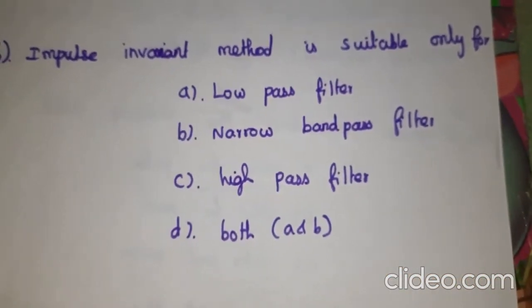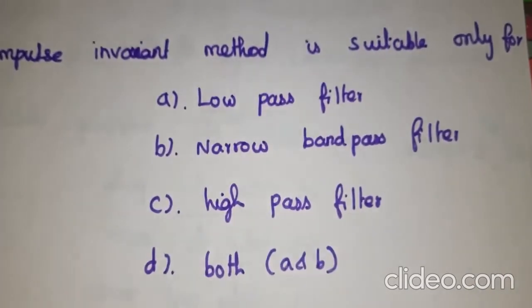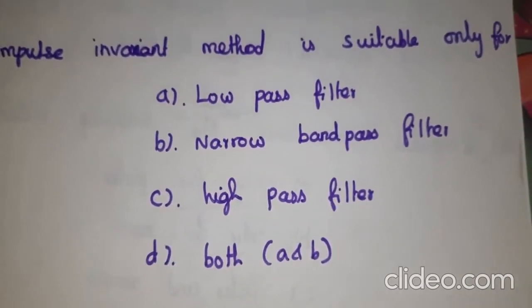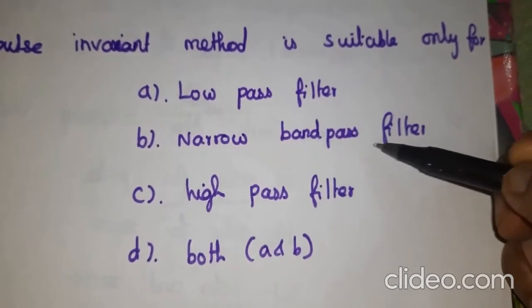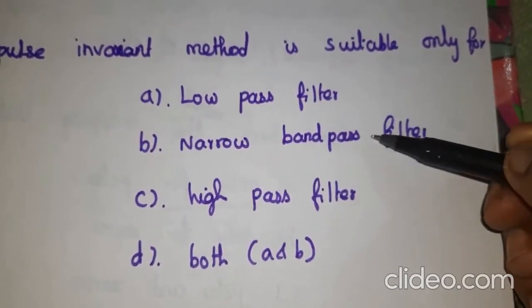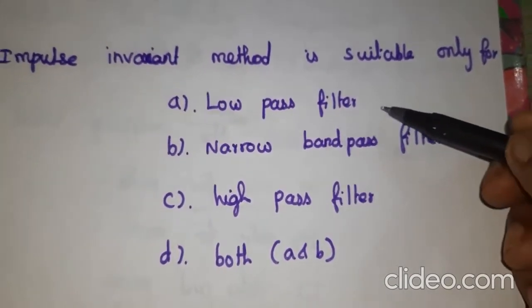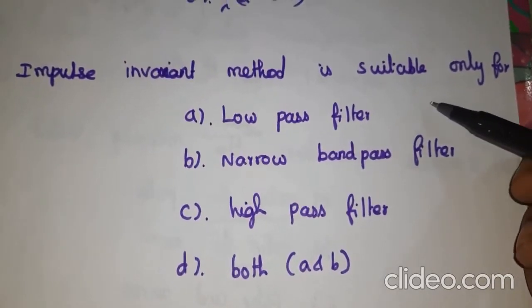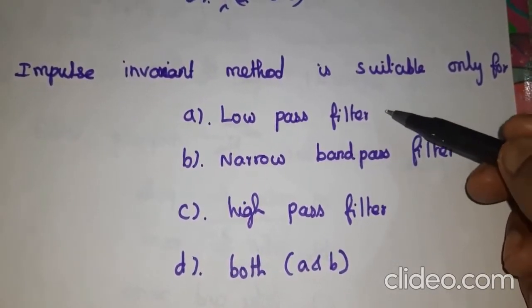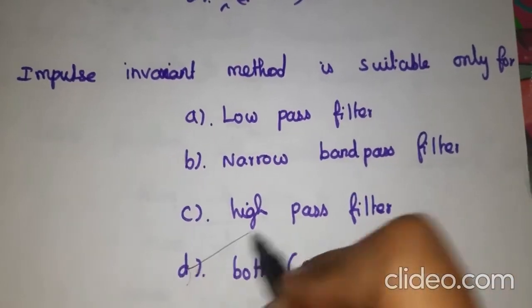Sixth question, impulse invariant method is suitable only for low pass filter and narrow band pass filter. Narrow filters like low pass filter and narrow band pass filter, impulse invariant method is suitable only for this kind of filter. So here the answer is both A and D. So D is the answer.